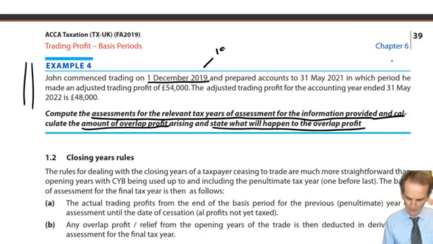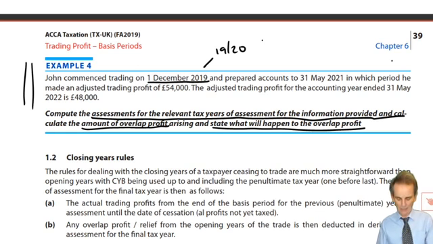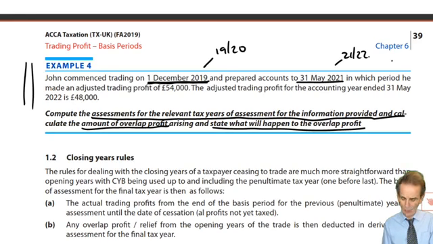Which tax year is that? There we go, 1920 is the first tax year. The actual basis of assessment will apply from that start date, December 19, through to the end of the tax year, the 5th of April 20. We then prepared accounts to the 31st of May 21. In which tax year does that end? It ends in 21-22. It is not a year end, it is a long period, from the 1st of December 19 through to the 31st of May 21.